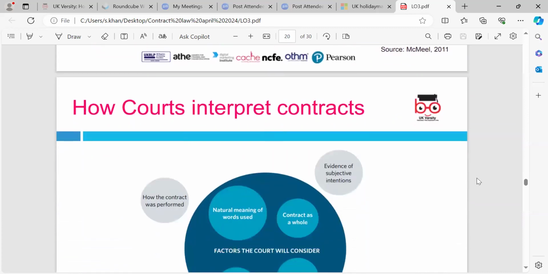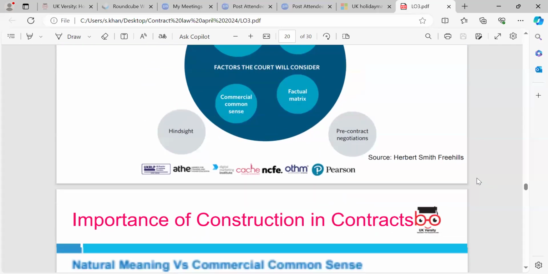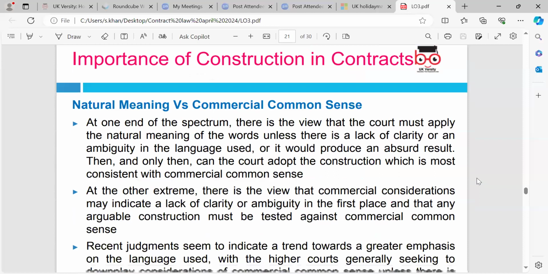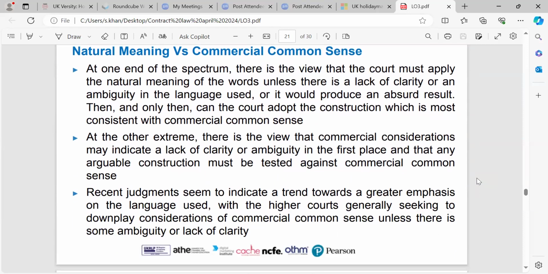How courts interpret contracts. The factors that the courts will consider are the natural meaning of the words used, the contract as a whole, maybe the commercial common sense and factual matrix. They will also consider things like evidence of subjective intentions, how the contract was performed, so the way the contract was performed, and pre-contract negotiations and hindsight. Importance of construction in contracts: natural meaning versus commercial common sense.